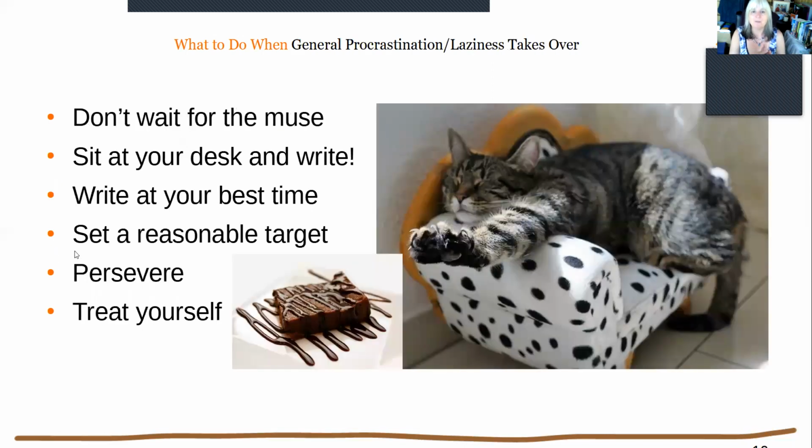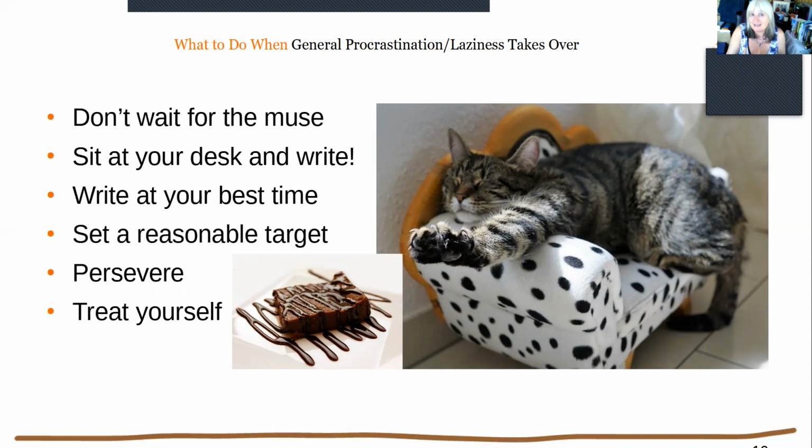So what to do when the general procrastination and laziness takes over? Now, some of us are perhaps lazier than others and more prone to doing what's easy and fun instead of what we know we really should be doing. And at the first hurdle, we give up because we're not used to pushing through when the going gets tough. Something I have had to learn. Let's face it, writing can be hard work at times.